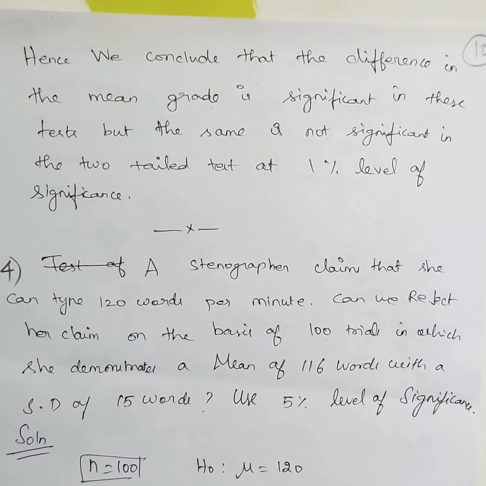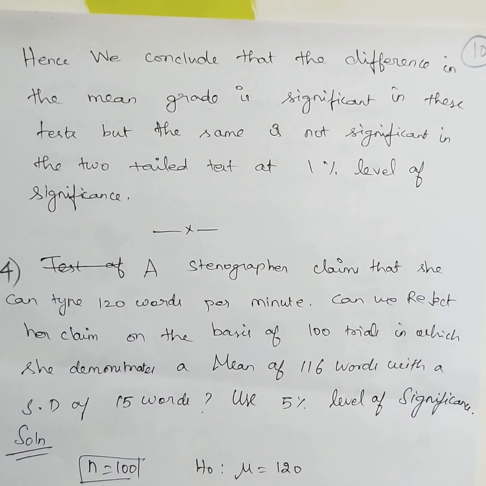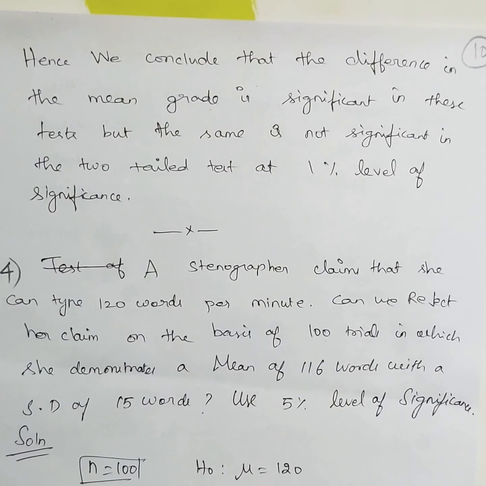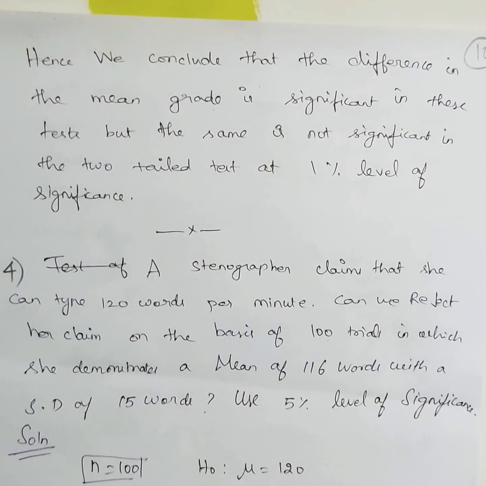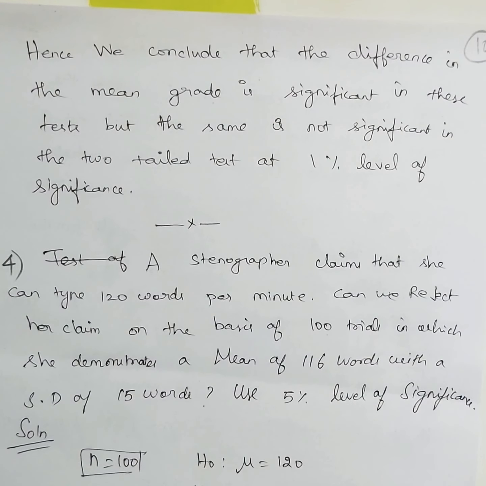Hence we conclude that the difference in the mean grade is significant in these tests, but the same is not significant in the two-tailed test at 1% level of significance. So this is the idea. Now I think you'll get a good grip about one tail as well as two tail. Let me do one more question, and this question is there in your model question paper too.